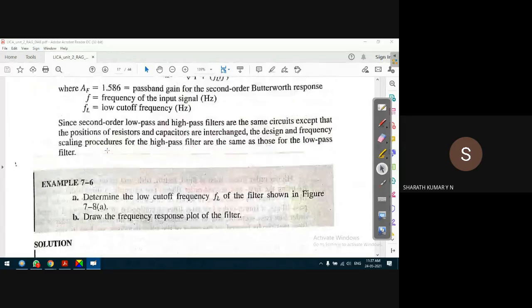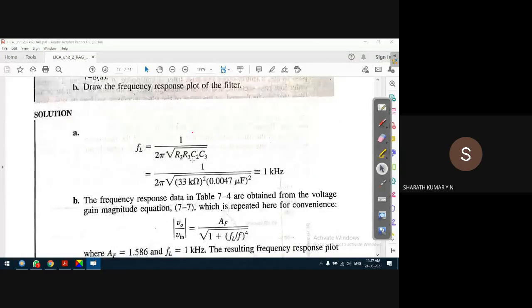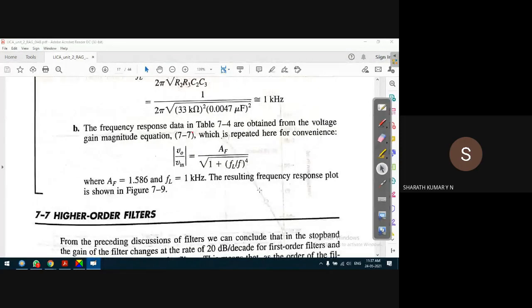Now the second part is to draw the frequency response plot. For that we need to calculate the voltage gain for various values of f, and then we have to plot.